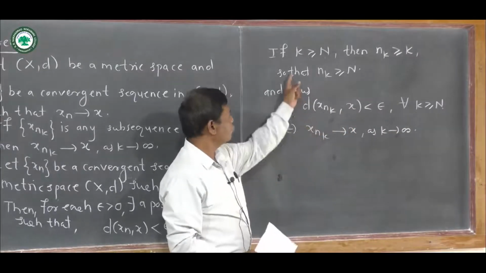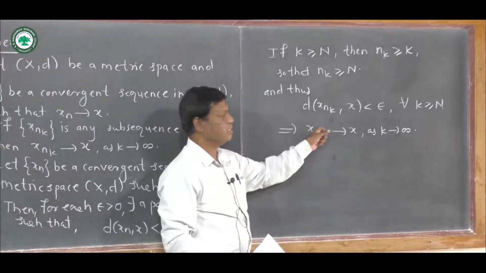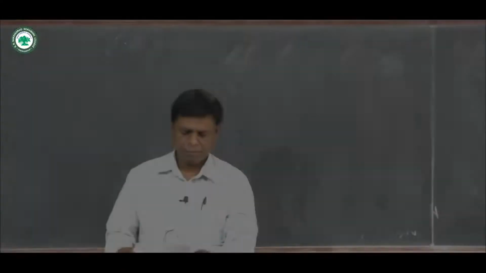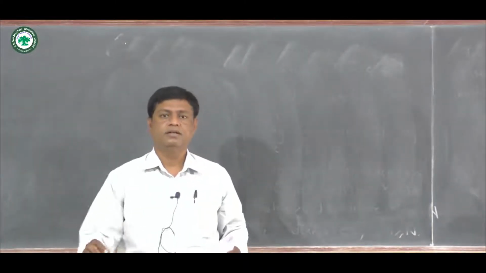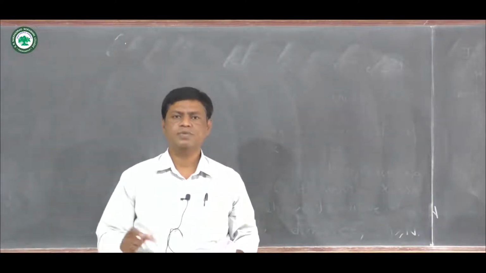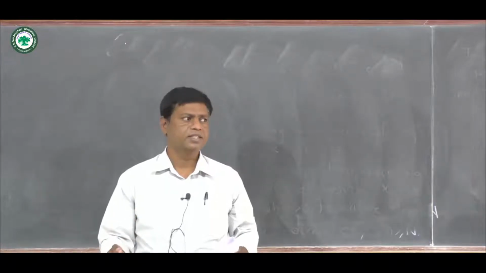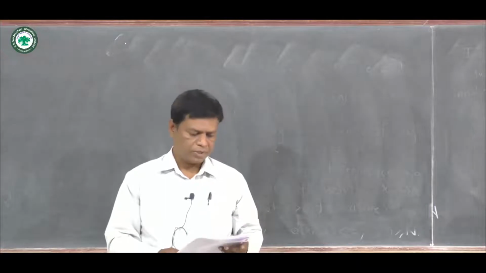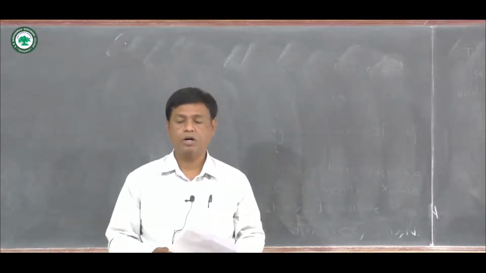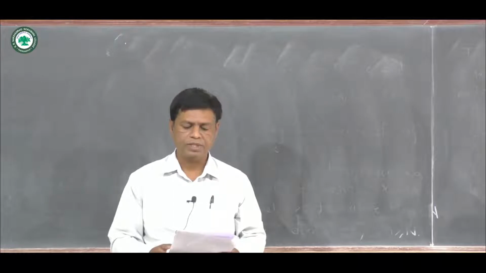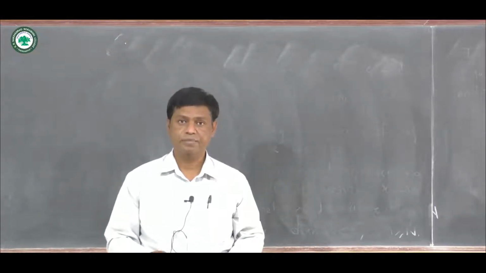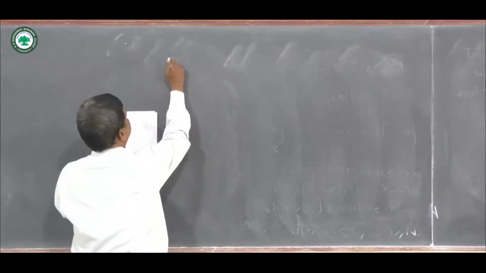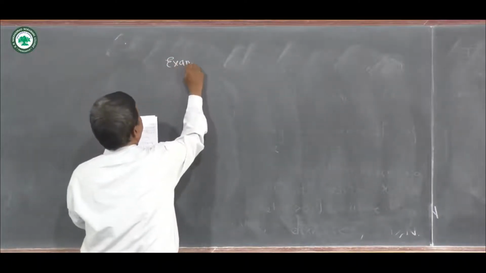Here we have proved that this subsequence xnk converges to x as k tends to infinity. But remember, students, if a subsequence is convergent, it doesn't mean that the original sequence is convergent. That is, if a subsequence of a sequence in a metric space is convergent, then the sequence itself need not be convergent. Here is an example.